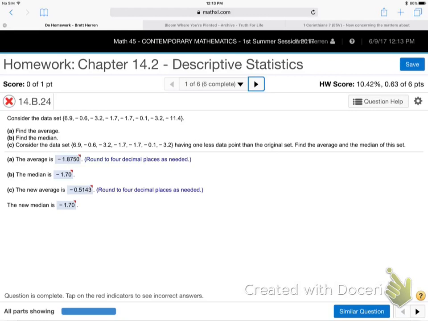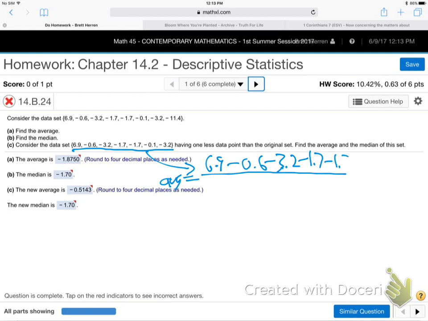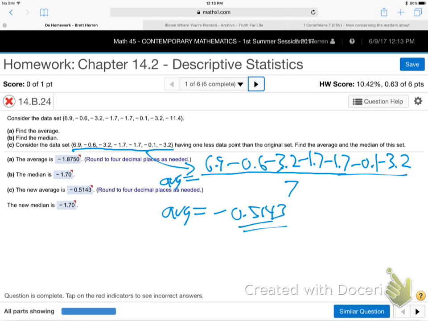So the average, take all these numbers, add them up. 6.9 minus 0.6 minus 3.2, this is the average, minus 1.7 minus 1.7 minus 0.1 minus 3.2 all over, what is it, 7? And that comes out, the answer's right here, isn't it? Minus 0.5143. Able to get that okay?